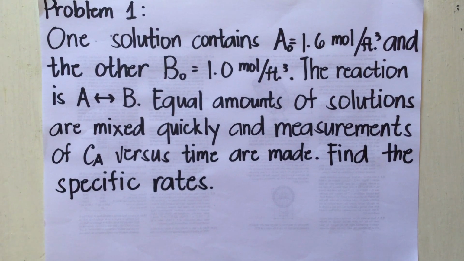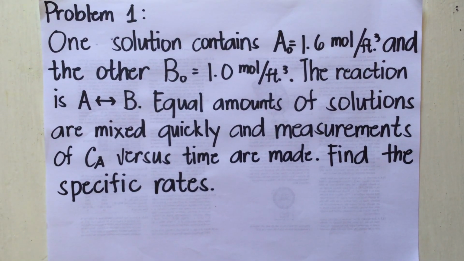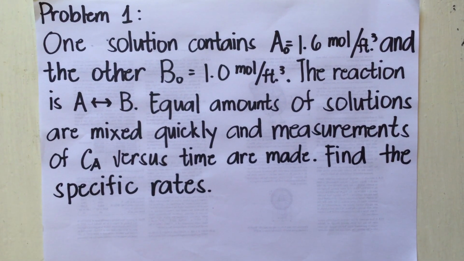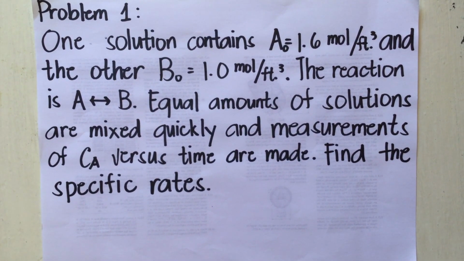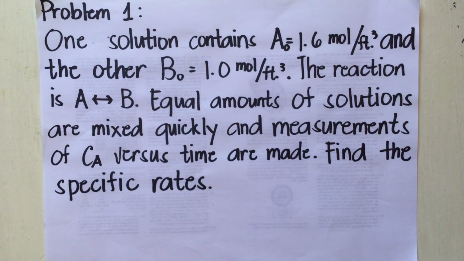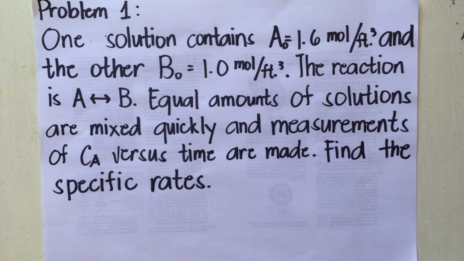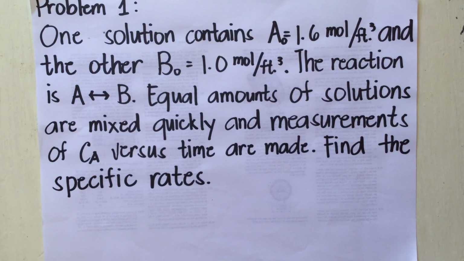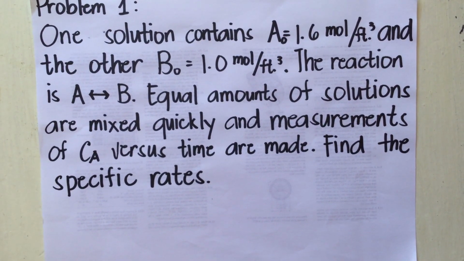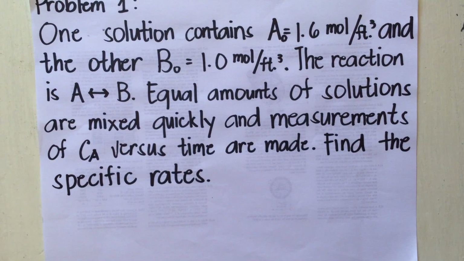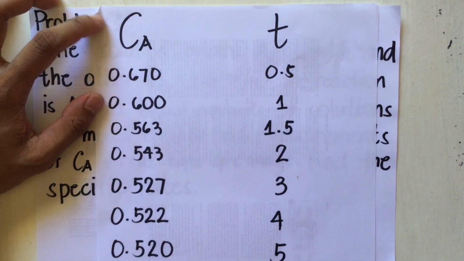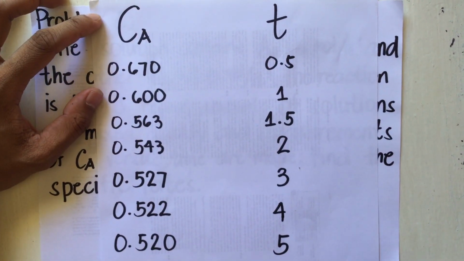Problem number 1. One solution contains A sub O equal to 1.6 mole per cubic feet and the other, B sub O, equal to 1.0 mole per cubic feet. The reaction is A reversible to B. Equal amounts of solutions are mixed quickly and measurements of Ca versus time are made. Find the specific rates. This is the measurements of Ca versus time.